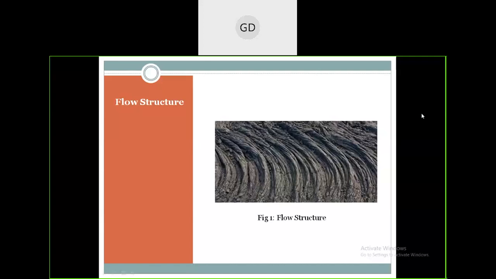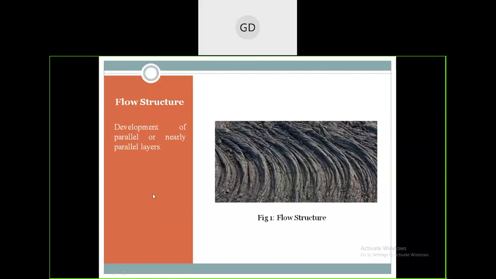So this is the photo of a flow structure. What is a flow structure? These are developed by parallel or nearly parallel layers of igneous rock. You can see in the picture that these are some parallel layers. So a flow structure is the development of parallel or nearly parallel layers. These are the layers you can see.